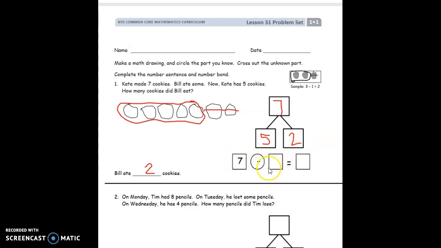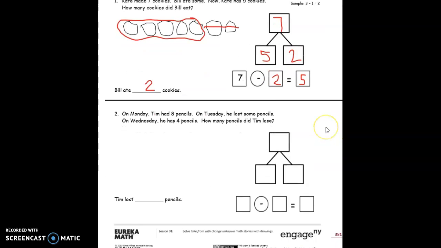Now let's do our subtraction problem. Let's take our number bond numbers and put them in this number sentence. They already put 7, our largest number, the total, in the first spot. 7 subtract, how many did Bill eat? Right, we remember he ate 2. And that left Kate with 5 cookies. 7 subtract 2 equals 5. Let's do number 2.